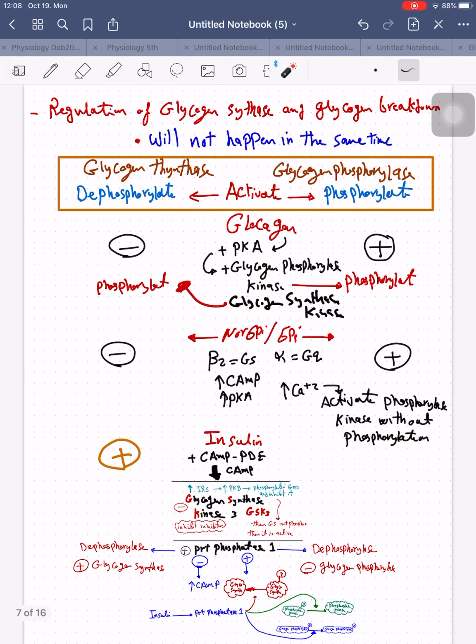So now here is the most important slide for glycogen metabolism. Regulation of glycogen synthase and glycogen breakdown. Look, what I'm writing here will not happen at the same time.